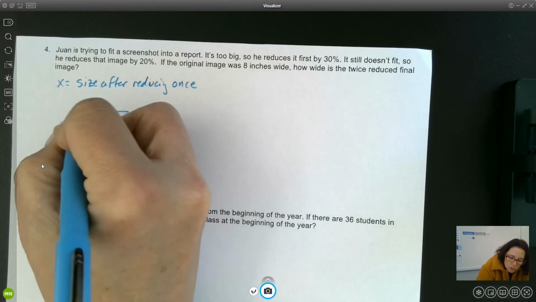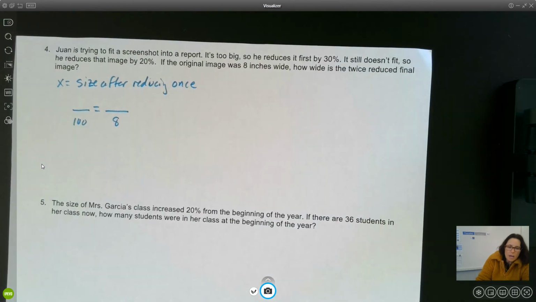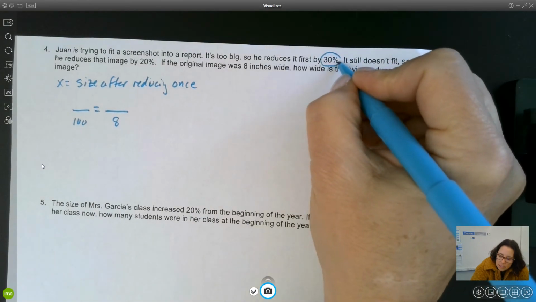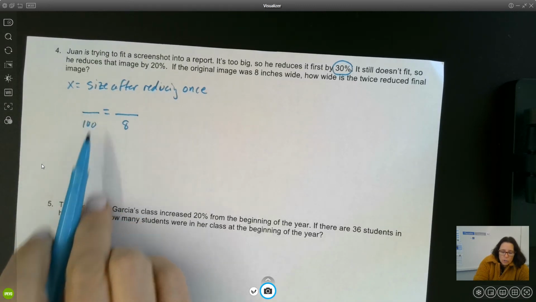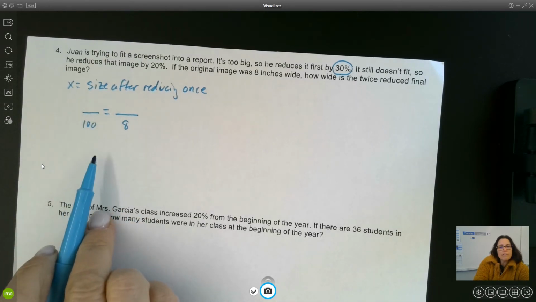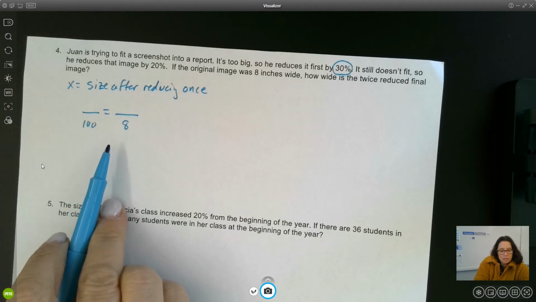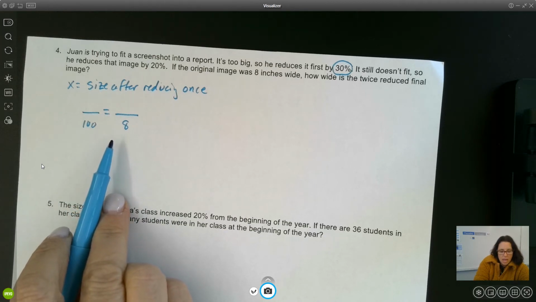Okay, so the original was 8 inches wide. Aren't we looking for 70%? You got to be really careful here. This is something that we didn't see last time. So if you put 30 in here, you'd have to subtract it off at the end. Okay, you'd subtract it off the 8 in the end.